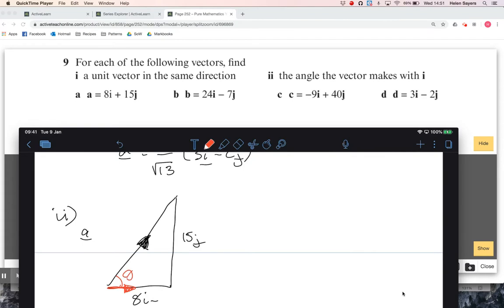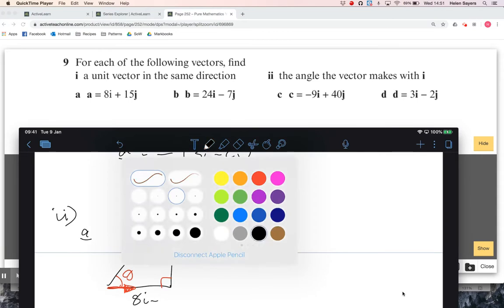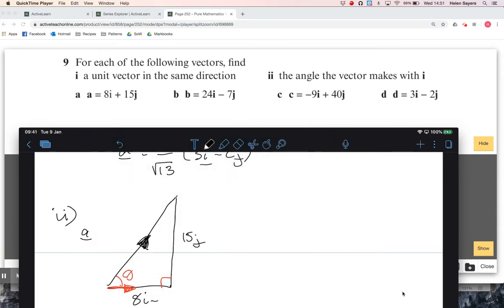Okay, so obviously i and j make a right angle with each other. So I've got a right angle triangle, so I'm thinking SOHCAHTOA. I've got opposite and adjacent, so I'm using tan. So tan theta is opposite over adjacent.